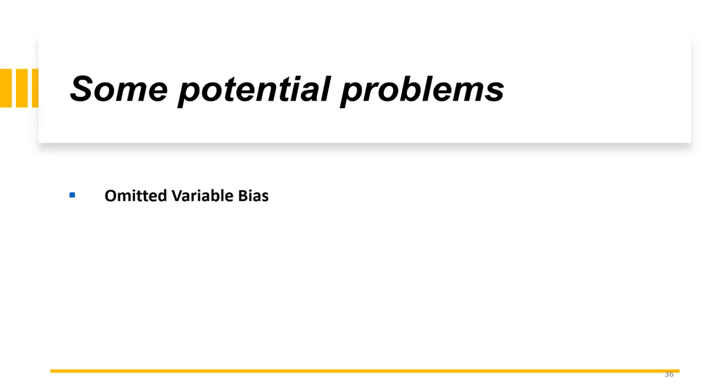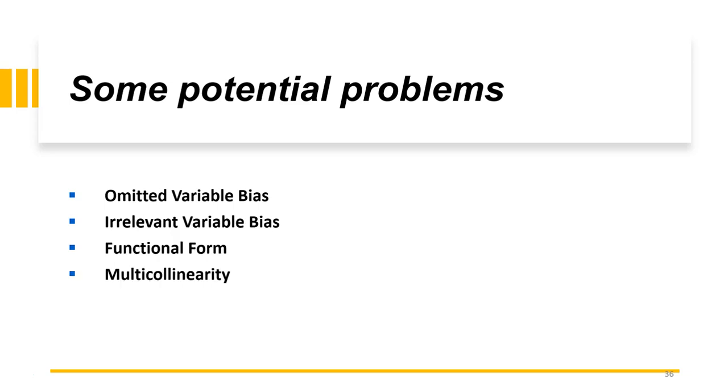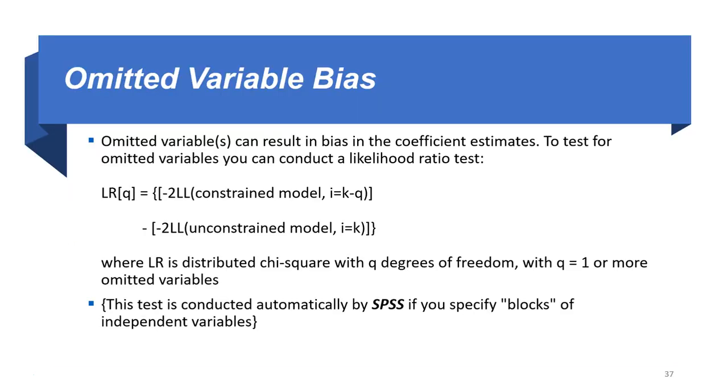As with all models, logistic regression has its limitations and potential problems, such as omitted variable bias, irrelevant variable bias, functional form, and multicollinearity. And then also structural breaks. So let's go into a little bit of detail on each of these. The likelihood ratio test is going to be looking at the bias associated with our omitted variables by looking at 2 times the difference between the constrained model and the unconstrained model. If you were to perform your analysis in SPSS, this test would be conducted automatically if you specify the variables in blocks.